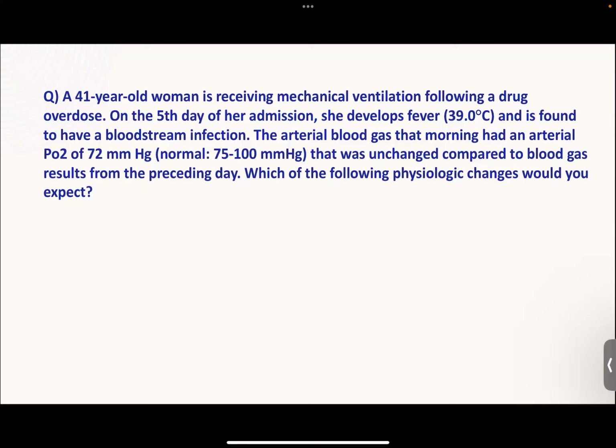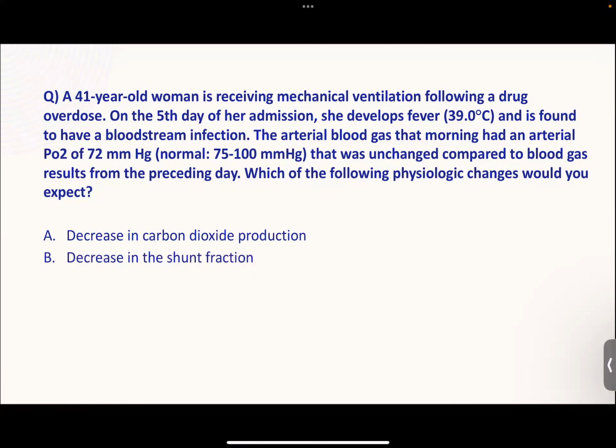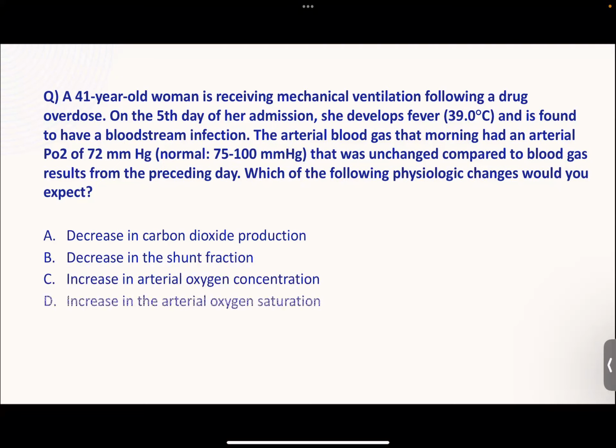The arterial blood gas that morning had an arterial PO2 of 72 millimeters. Normal is 75 to 100. That was unchanged compared to the blood gas results from the preceding day. So we see that her PO2 is low. Which of the following physiologic changes would you expect? A, a decrease in carbon dioxide production, or a decrease in shunt fraction, increase in arterial oxygen concentration, increase in arterial oxygen saturation, or increase in P50 for hemoglobin.